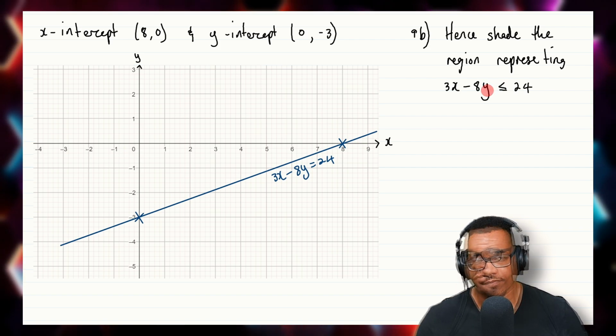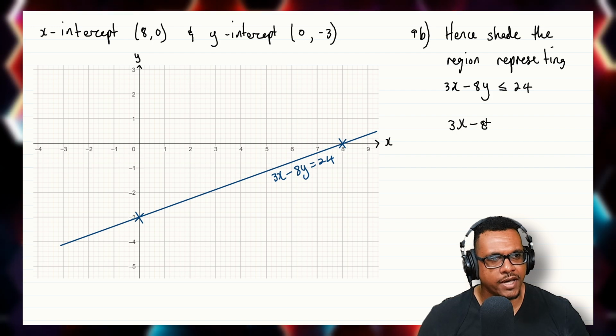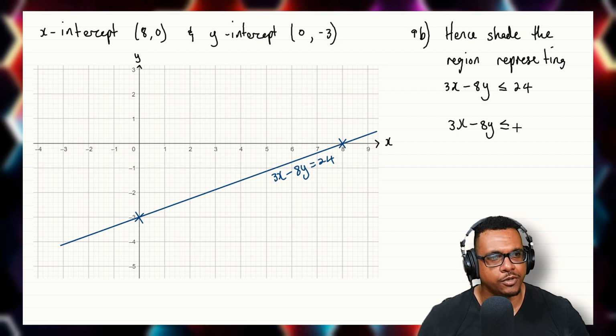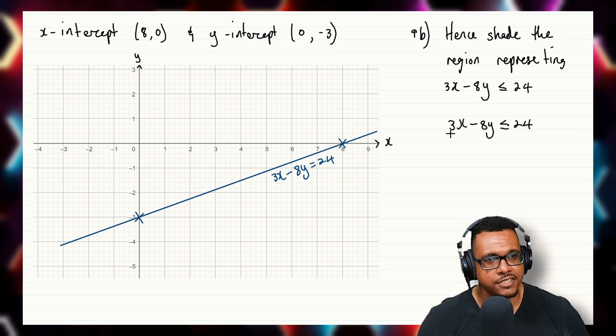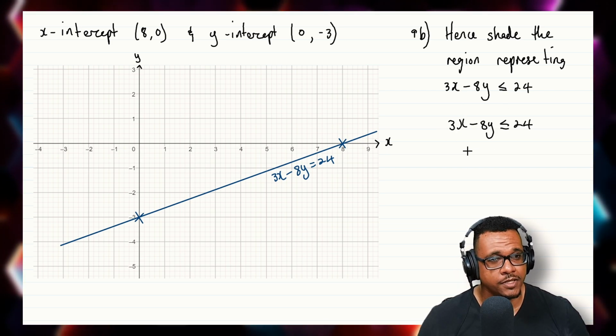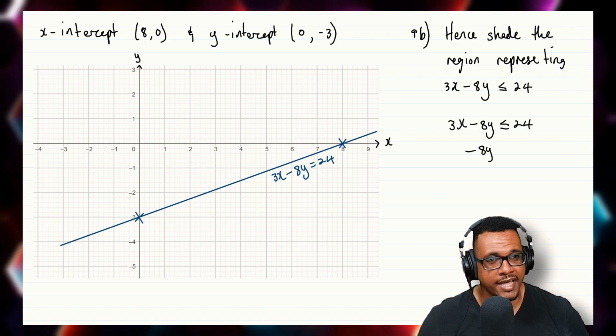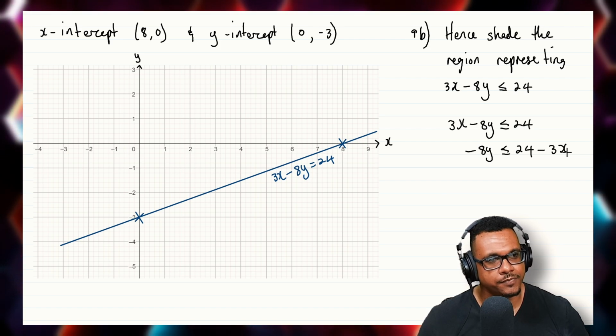So what I'm going to do, I'm going to take the 3x take away 8y is less than or equal to 24. We're going to transpose y. So I'm going to transfer the positive 3x across the equal sign. I will turn it to negative 3x. So we have negative 8y is less than or equal to 24 take away 3x.